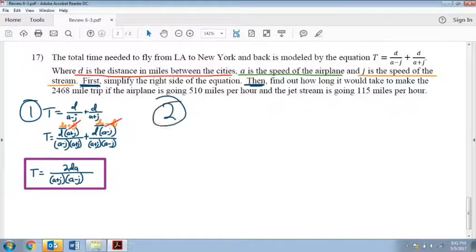Number 2, part 2. They say find out how long it would take to make a trip that is 2,468 miles if the airplane is going 510 miles an hour and the jet stream is going 115 miles an hour. So we have three variables. We have a distance, a speed of the airplane, and a speed of the jet stream. The distance, they tell us, is 2,468 miles. The airplane is going 510 miles an hour, and the jet stream is going 115.